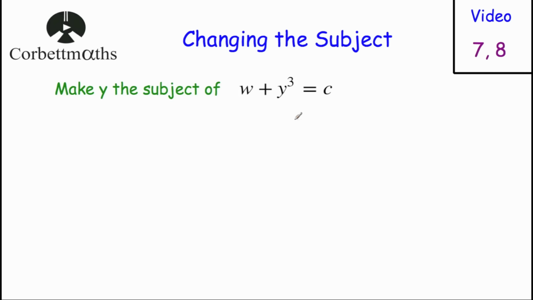Okay, let's have a look at our next question. So our next question says, make y the subject of w plus y cubed equals c. So as you can see with this formula, we've got a cubed, and in M7 you could have powers involved, or even roots and so on.